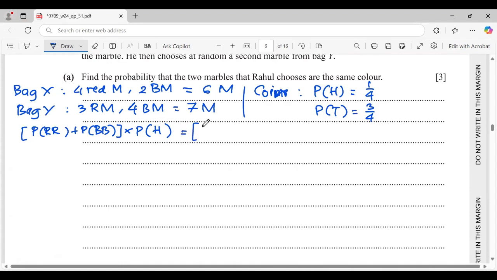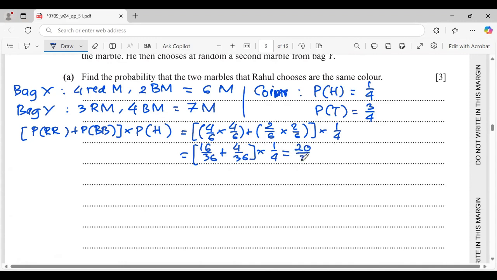So if we calculate, this is the result: 4/6 times 4/6, this is with replacement, plus 2/6 times 2/6, times 1/4 because head is 1/4. So the calculation will be 16/36 plus 4/36, times 1/4, and it is 20/36 times 1/4, and it is 5/36. So it's 5/36.